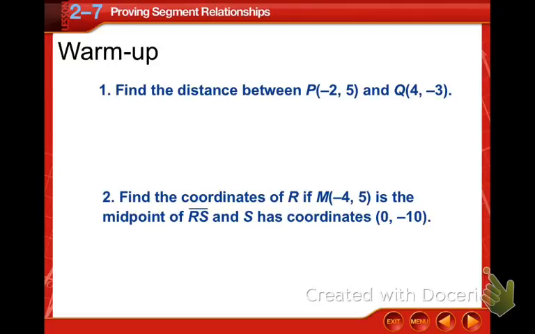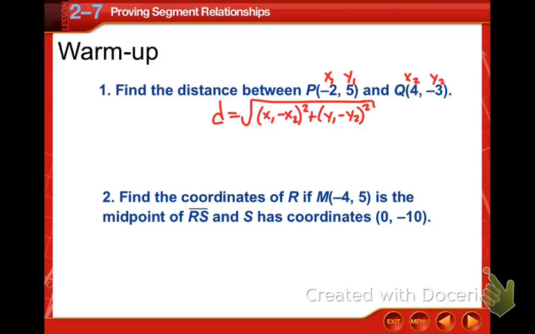So the distance formula, if we remember, is the square root of (x1 minus x2) squared plus (y1 minus y2) squared. We can label those in our problem here. We've got x1, y1, x2, and y2. So we plug everything in.